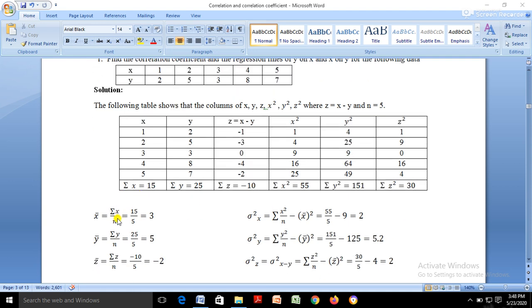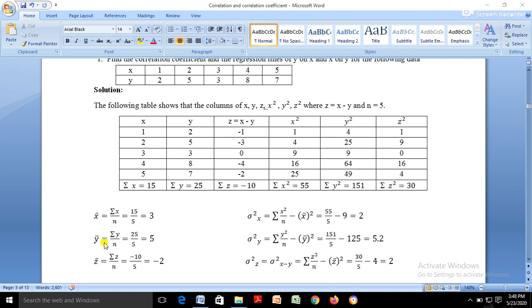Then find the x bar. So x bar is equal to summation of x divided by n. So summation of x is 15, n means number of terms, that is 5. So x bar is equal to 3. Then sigma square x is equal to, already we know the formula, summation of x square divided by n minus x bar whole square. So summation of x square is 55, n is 5, then x bar is 3, 3 square is 9. On simplification we get sigma square x is 2.